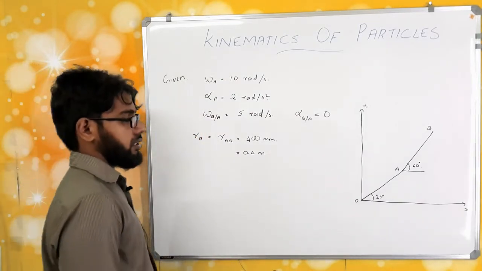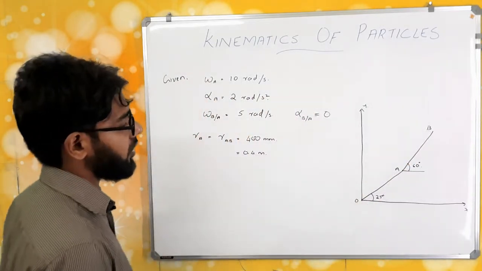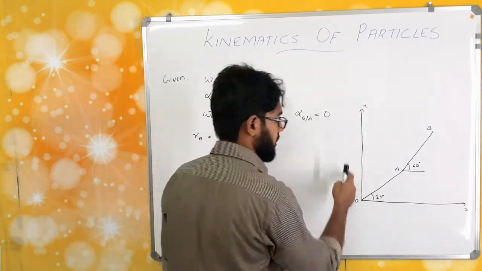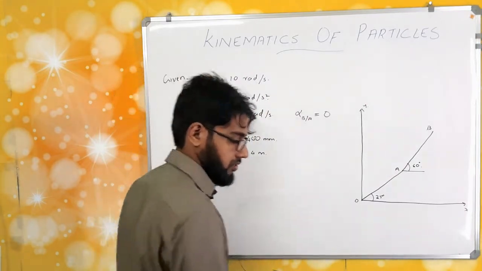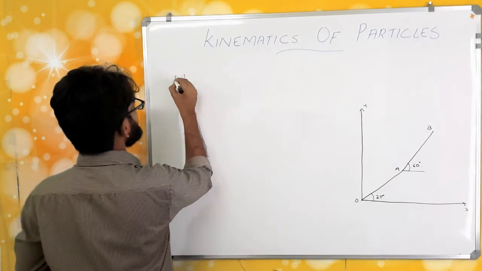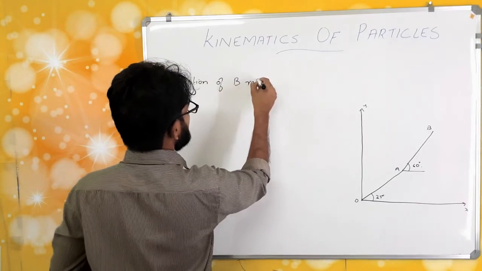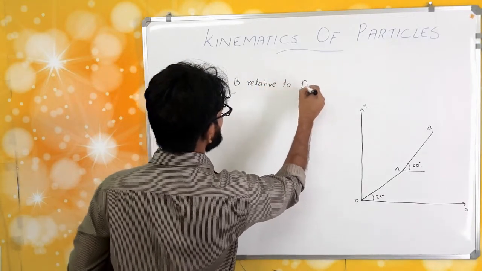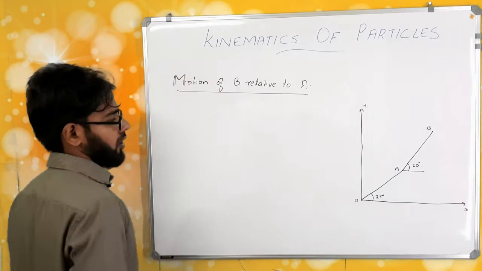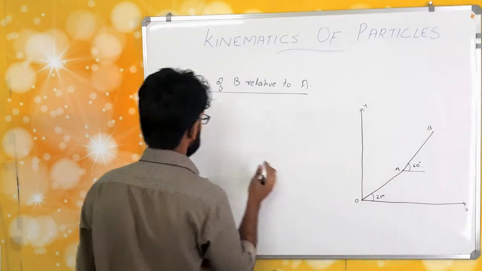Now since both these rods undergo a rotation, we can use the polar coordinates for expressing the motion parameters, which can be later converted into the Cartesian coordinate system. So let us solve it out. Now consider the motion of B relative to A. First we find the velocity and then the acceleration of B with respect to A.